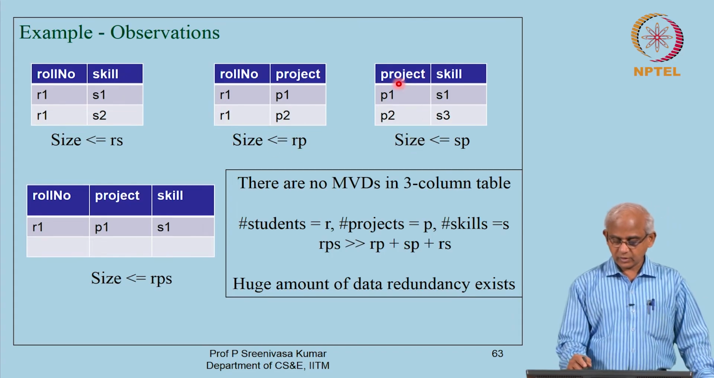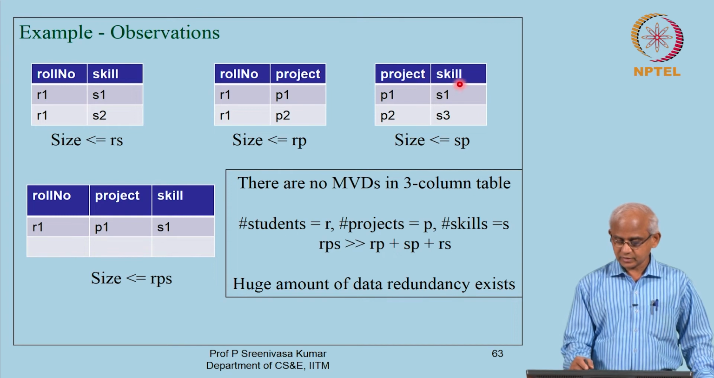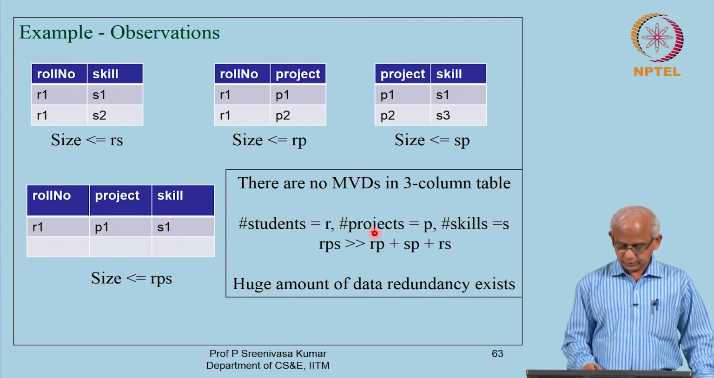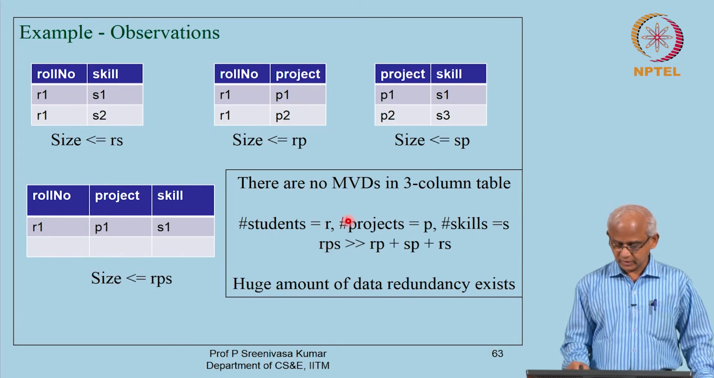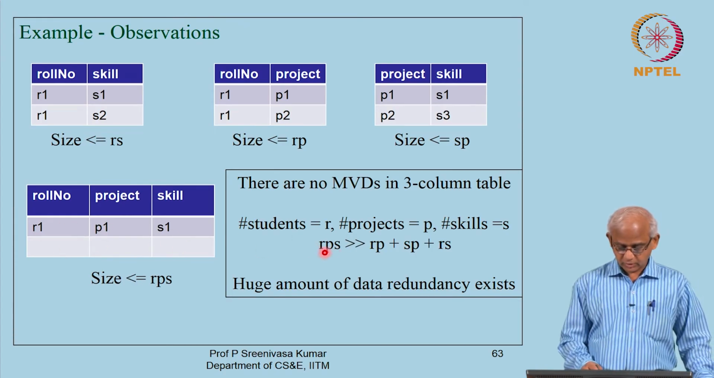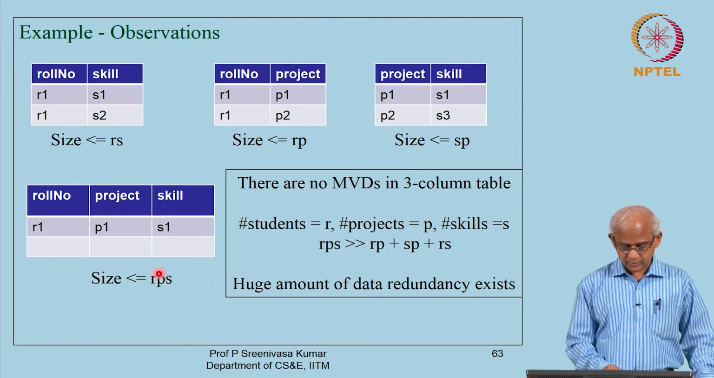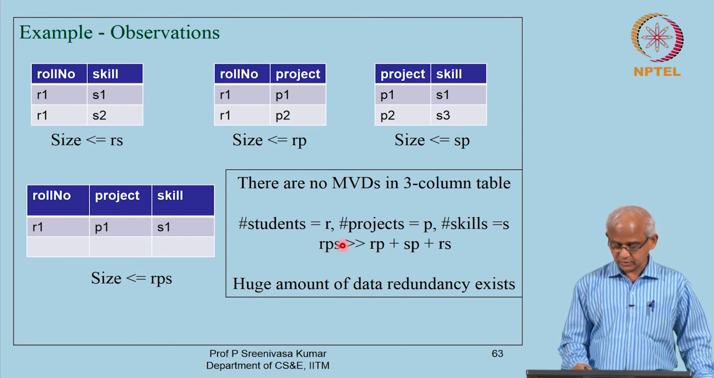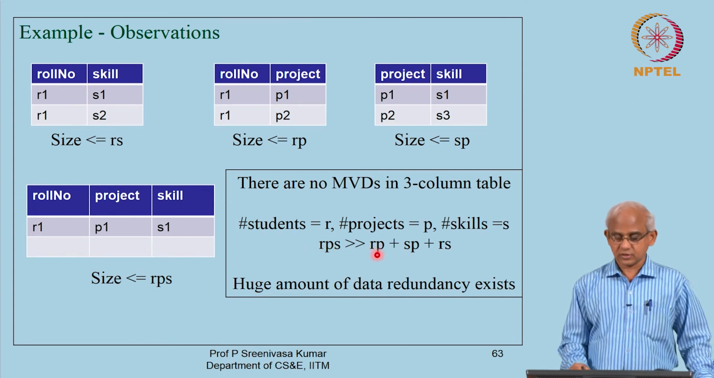And similarly, all projects need not require all skills. So, the project skill table will have some size that is less than S times P. But if you focus on this, for appropriate numbers chosen appropriately for R, P, S, you can see that the size is upper bounded by RPS, but then RPS is typically much larger compared to RP plus SP plus RS.